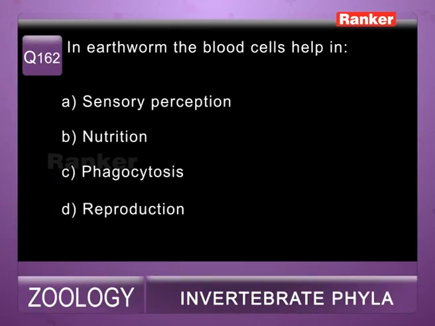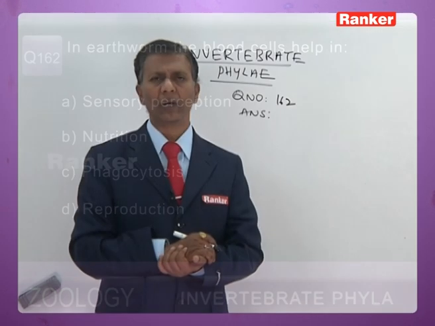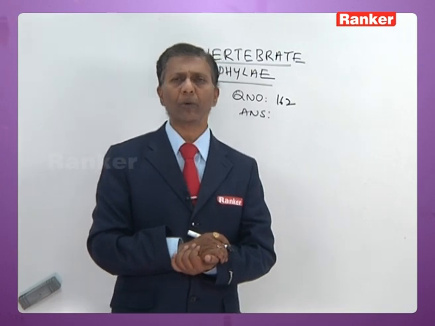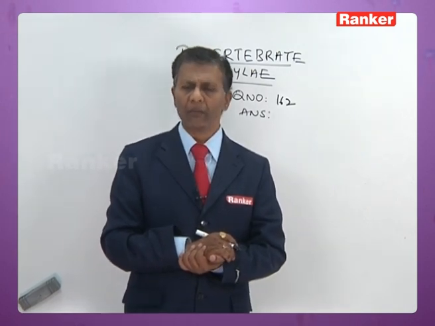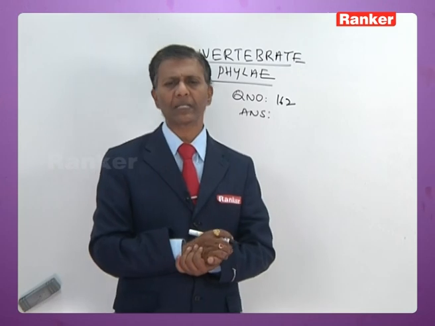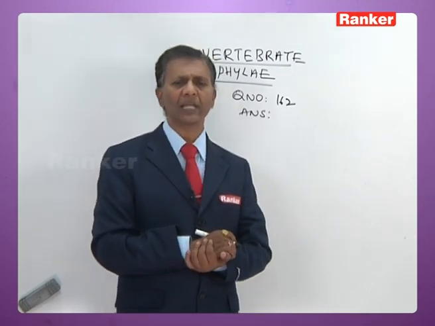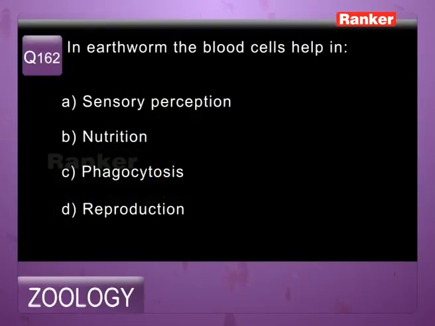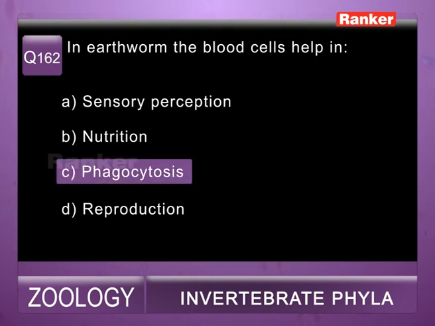Now 162nd question: in earthworm, blood cells help in A, sensory perception, B, nutrition, C, phagocytosis, D, reproduction. The cells like amoebocytes are present in coelomic fluid. In blood also, certain phagocytic cells are present. So the main function of these cells is phagocytosis. So 162nd question, correct answer is C, phagocytosis.